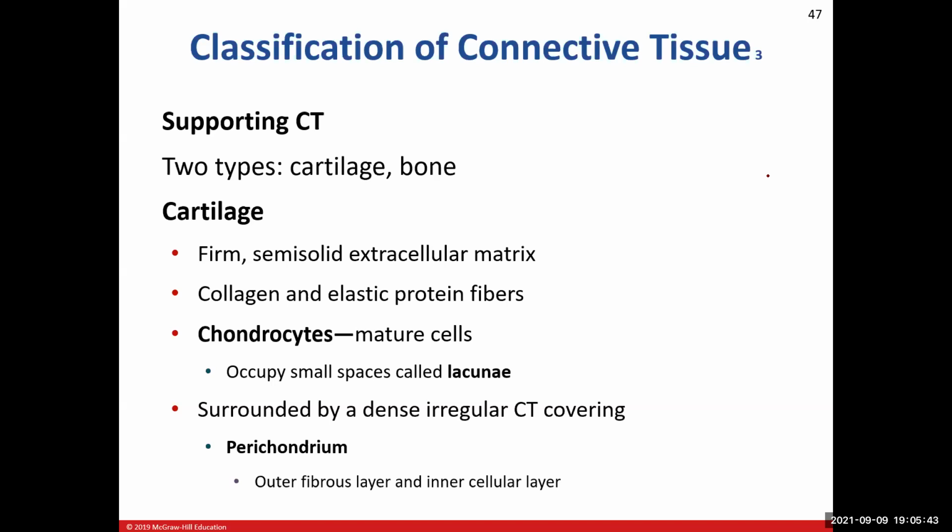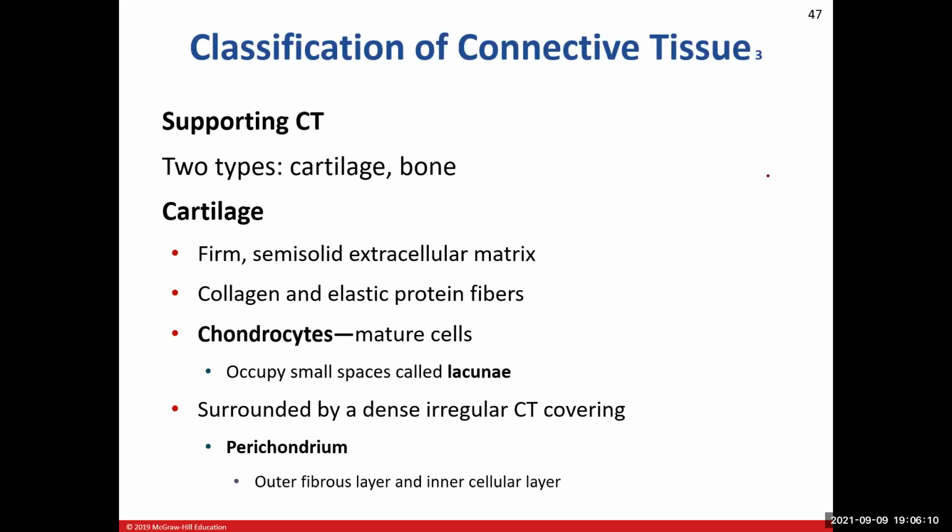So in cartilage, we're going to have both collagen and the elastic protein fibers. The more elastic protein fibers you have, the more flexible cartilage will be. The predominant cell type in cartilage is going to be the chondrocyte. Now, that's the mature cell. When they're baby cells, we call those chondroblasts. We'll talk about that in chapter 7 later on. But the mature cell, it's all grown up, are the chondrocytes.